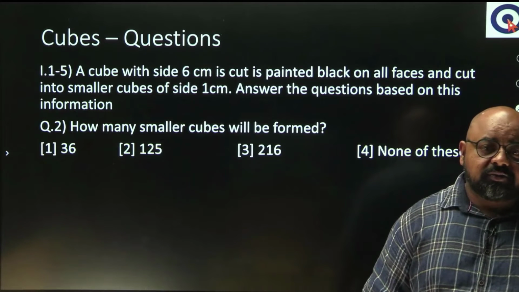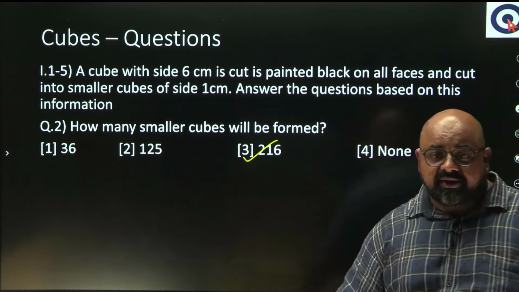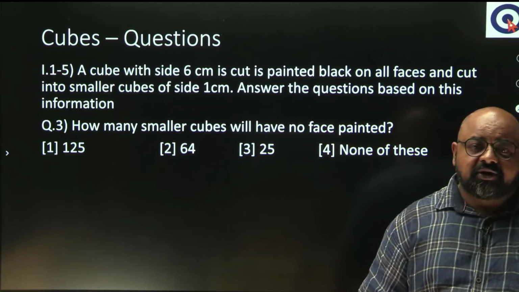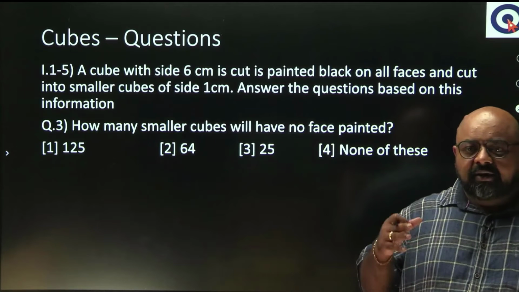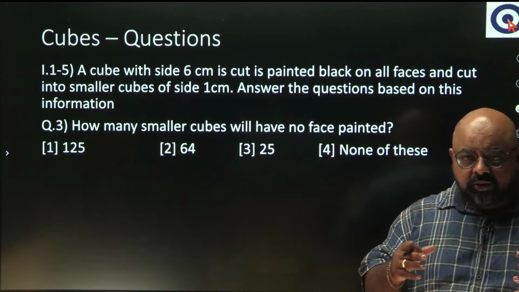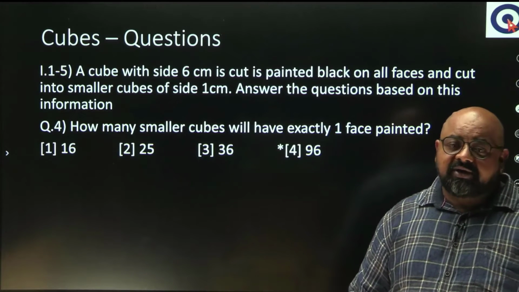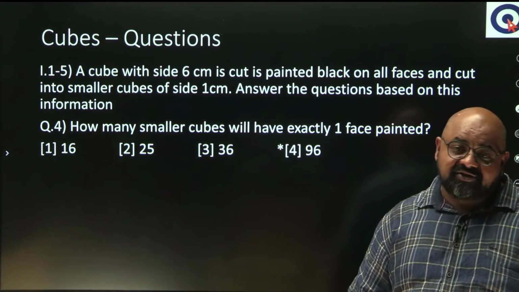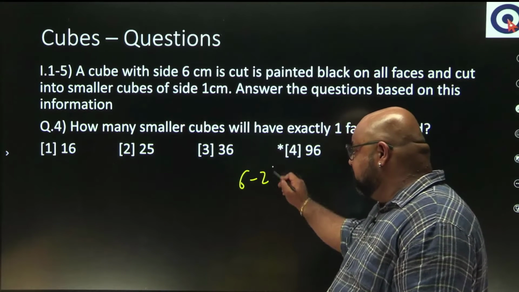How many smaller cubes will be formed? Because the initial side is 6, therefore 6 into 6 into 6, 216. Just put the values in the formula that I listed. How many smaller cubes will have no faces painted? So the ones on the inside, therefore 6 minus 2 into 6 minus 2 into 6 minus 2, that will be 64. How many smaller cubes will have exactly one face painted? Exactly one face painted are the ones on the faces. On each face, I will have 6 minus 2 into 6 minus 2.